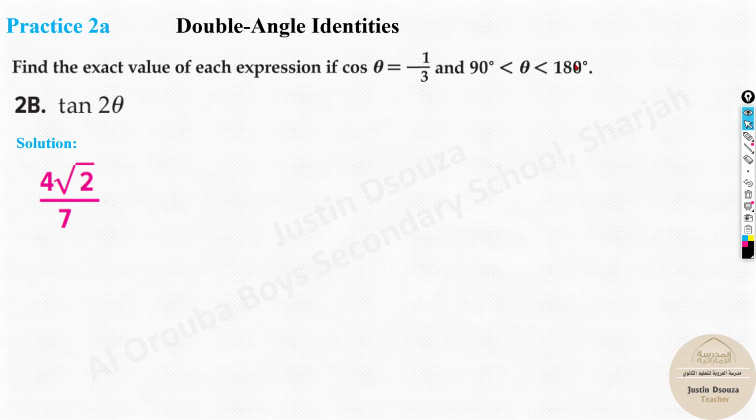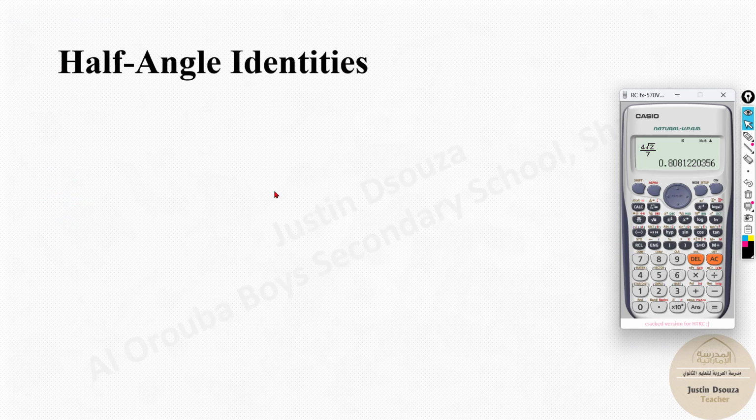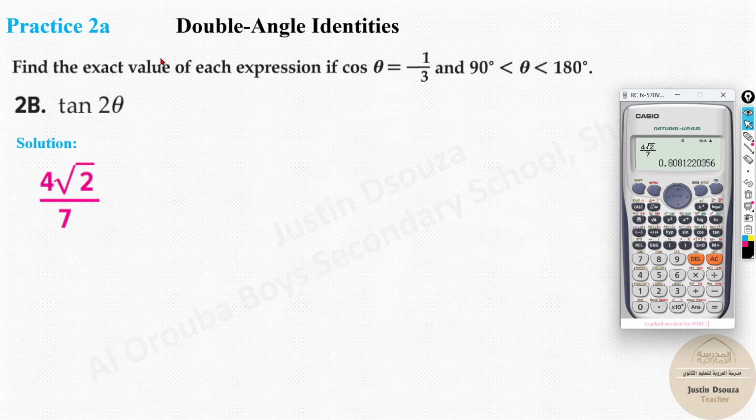Let me just show you the calculator method again. All you need to do is see what is given. It's cos theta that's given. That's cos inverse of negative 1 by 3. The answer is 109.47. Now what you need to do is put it in this: tan of 2 times the answer, that is 0.808. Now if I solve this up, 4 root 2 divided by 7 will be the same thing, 0.808. That's the answer. So this much is about double angle identities.